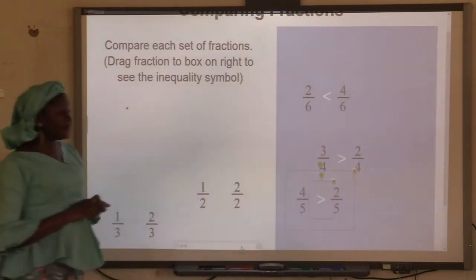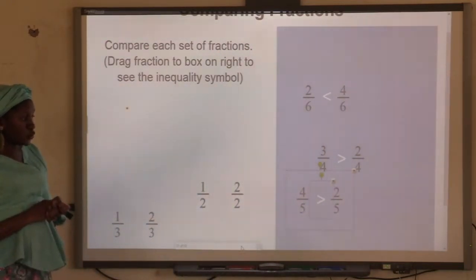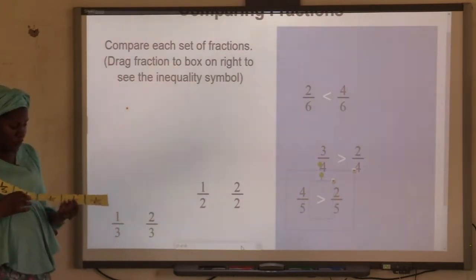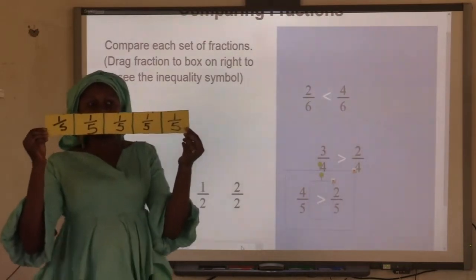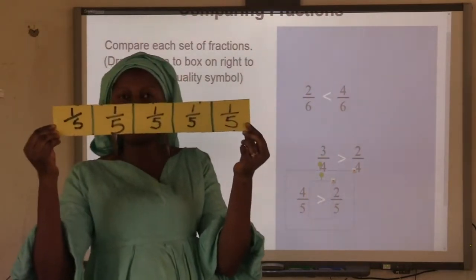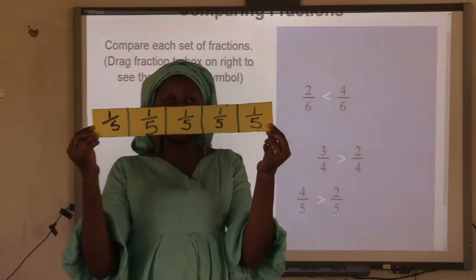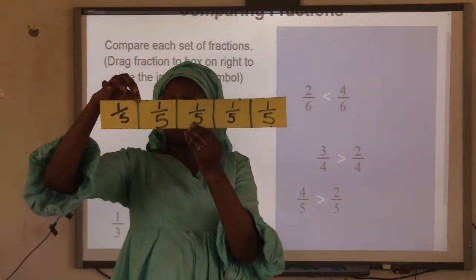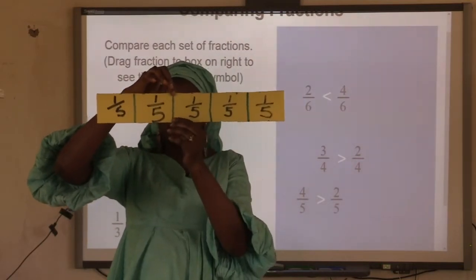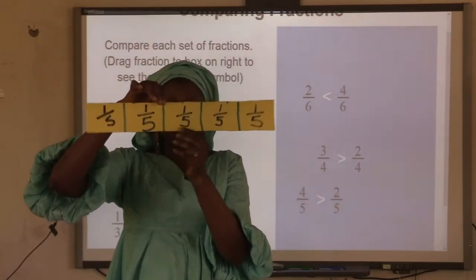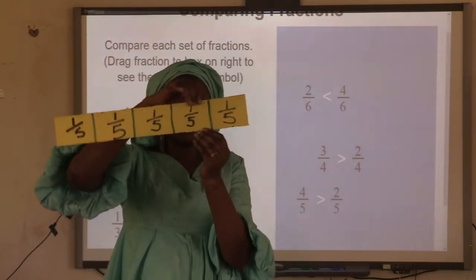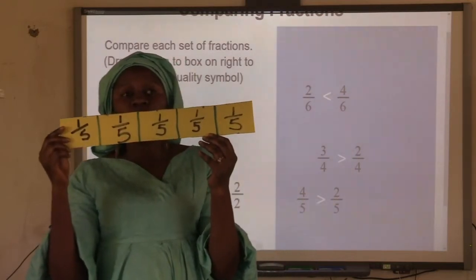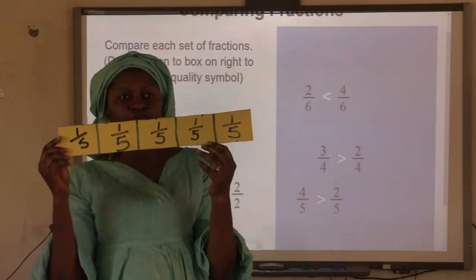Wow, 4 over 5 is greater than 2 over 5. These are in fifths. This whole is divided into 5 equal parts. Here is 1 over 5. When you are here, you are at 2 over 5, that is 2/5, 3/5, 4/5, and 5/5, which is a whole.